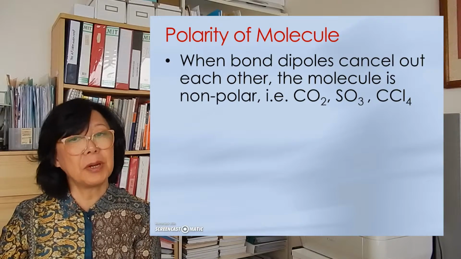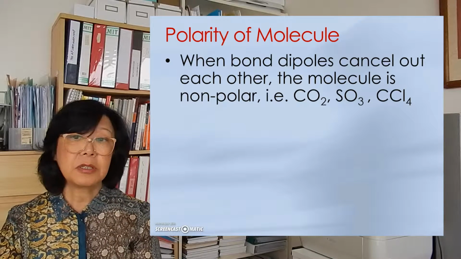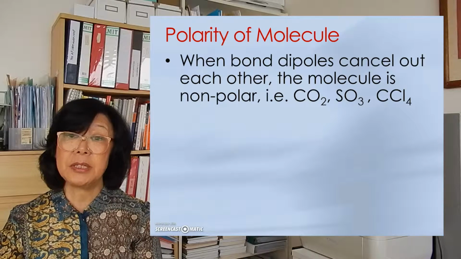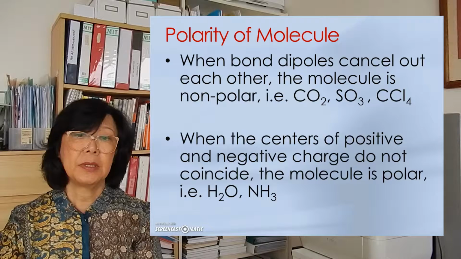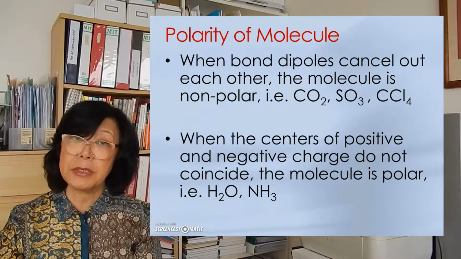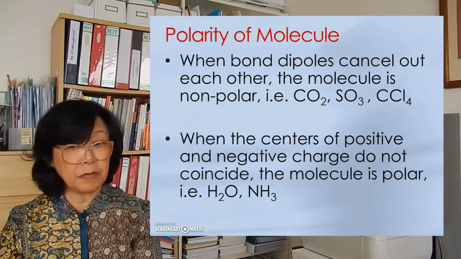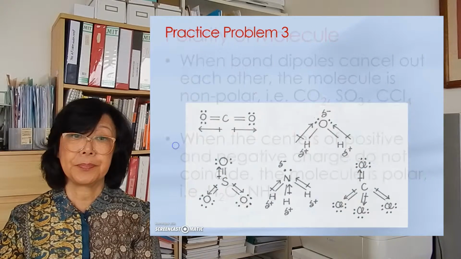In terms of polarity of molecule, when bond dipoles cancel out each other, the molecule is nonpolar, such as CO2, SO3, and CCl4, which I will illustrate later on in another slide. But if the centers of positive and negative charge do not coincide, they're not in the same place, they don't cancel out one another, then you have a polar molecule such as water and ammonia.